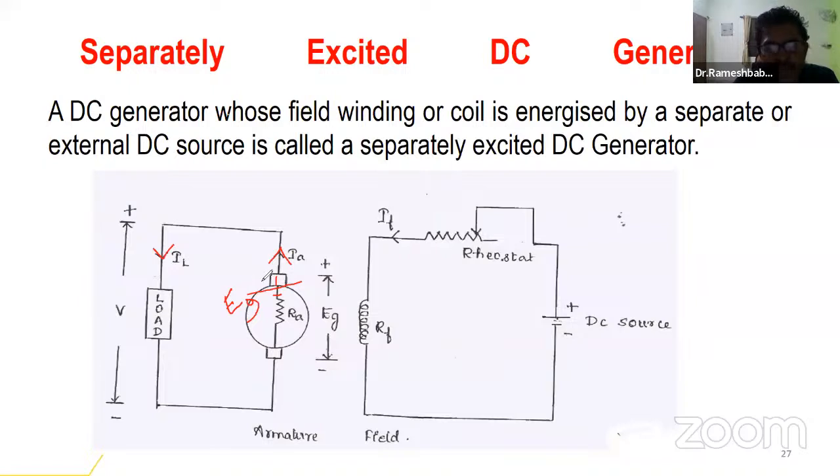So you apply a KVL equation on that, and you will get V plus IL into RA. RA is nothing but armature resistance. So this can be written: EG, the EMF induced in the armature, is equal to V, the load voltage, sometimes they may say VL, plus IA or IL, both are the same, into RA.